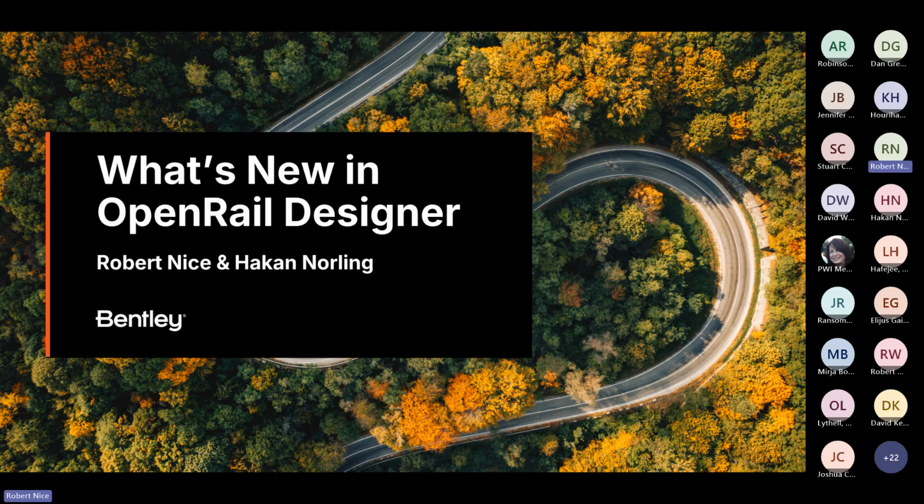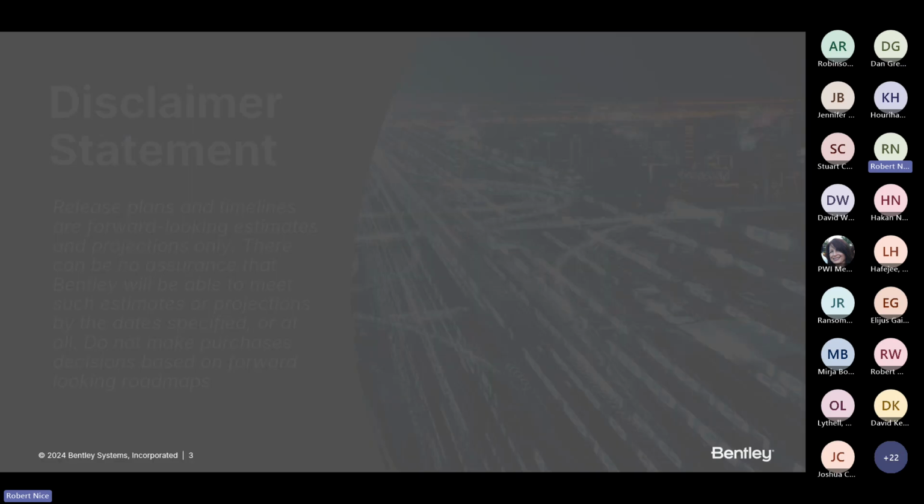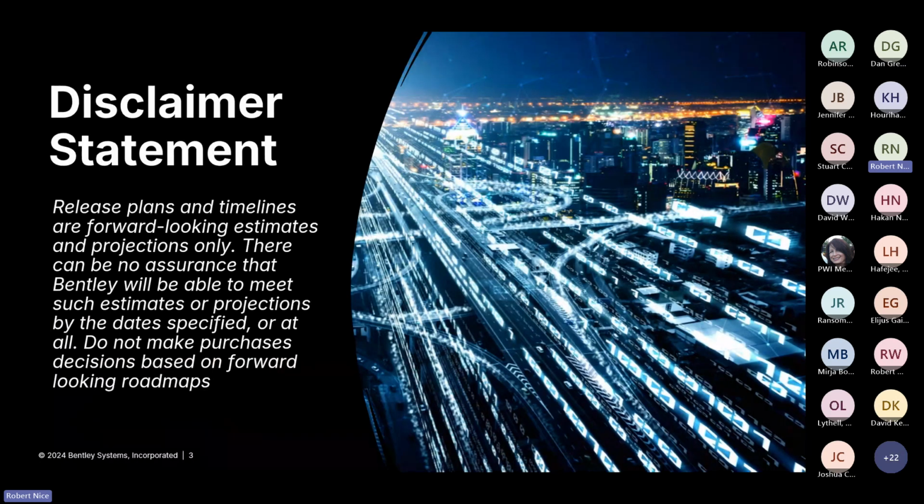So as I said, it's going to be me, it's going to be Hakan, and this is just what's new in OpenRail Designer 2024, which is not out yet. Quick disclaimer statement, we have to say this because we're a shareholder company now, so any release plans and timelines are forward-looking estimates, projections only, and therefore we can't assure that we'll be able to meet these estimates, and don't make purchases based on forward-looking roadmaps, usual stuff.